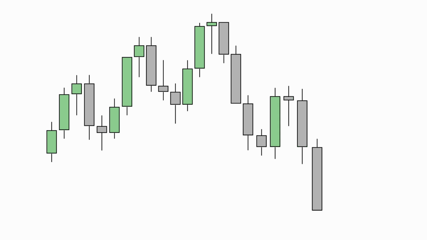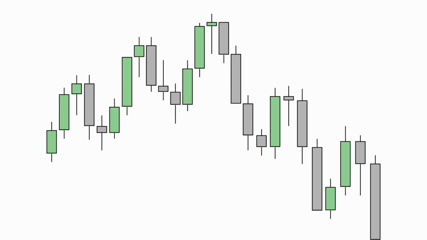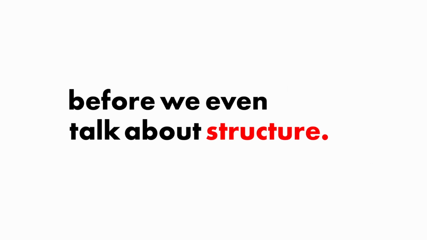Today we're diving into something super foundational, basic market structure. Think of this as learning the alphabet before you start writing essays. You just need to understand this before jumping into anything more advanced. Before we even talk about structure, let's clear some things up.